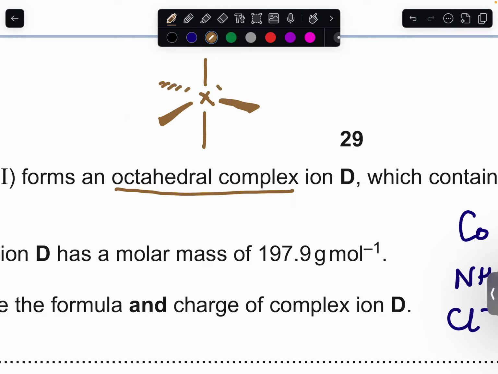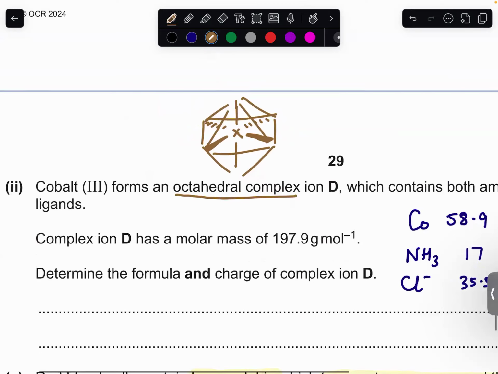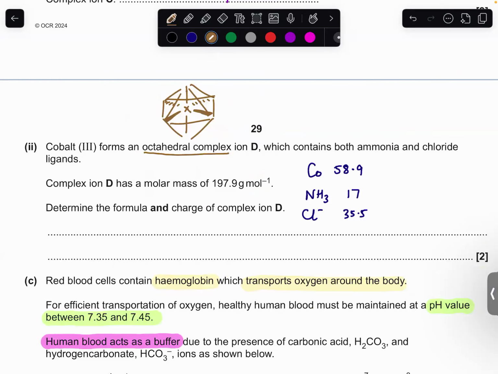You need to learn to draw these shapes. In this particular paper, they didn't ask for shapes, but in your paper, there's a high chance it could come. Learn your octahedral, tetrahedral and square planar shapes. The shape looks something like this. Something like that, an 8-sided shape. So, it contains both ammonia, which is NH3, and chloride ions.